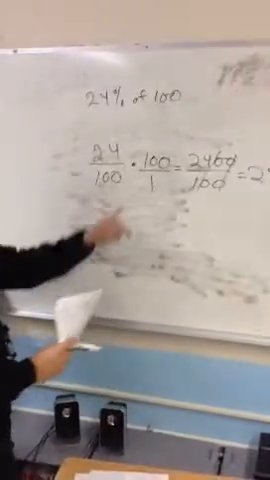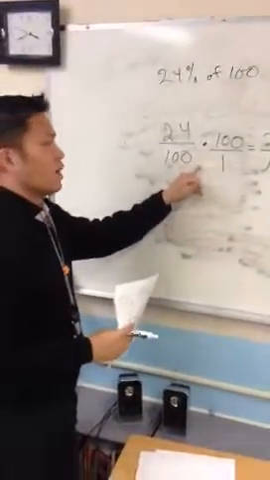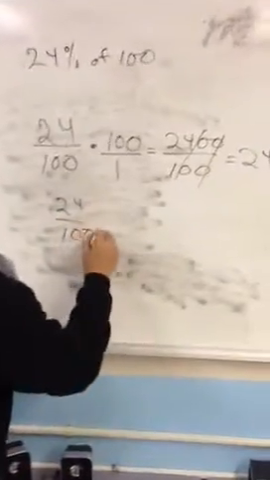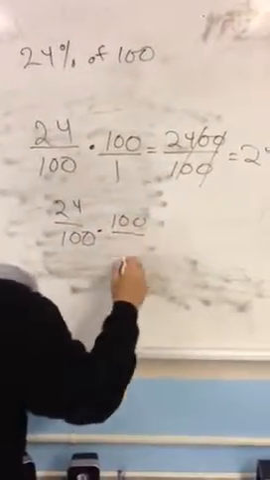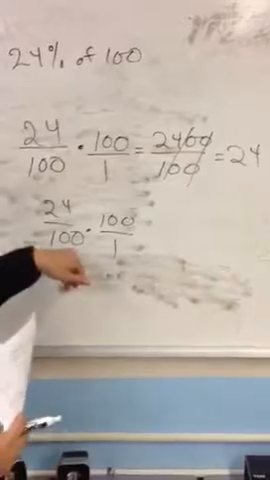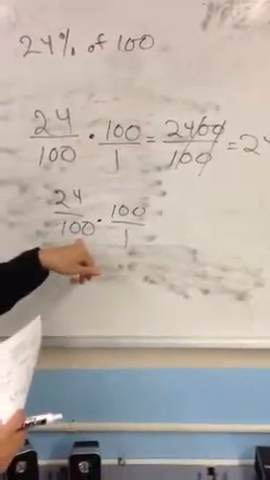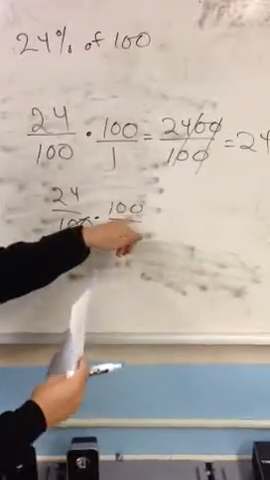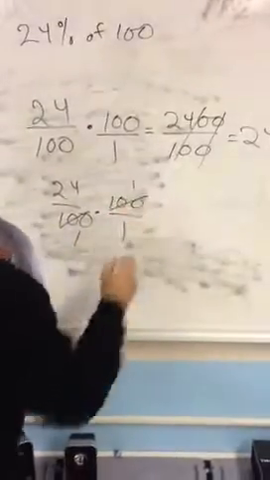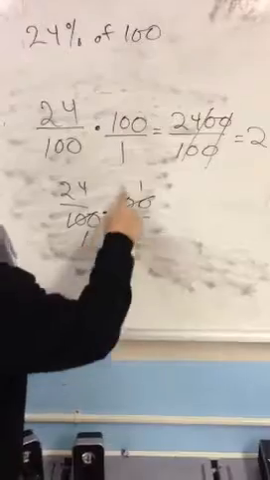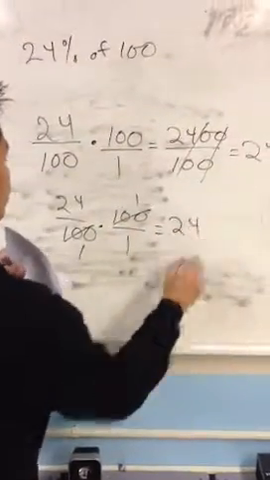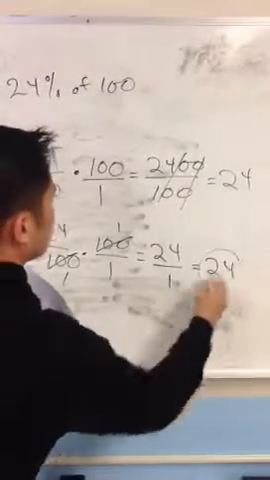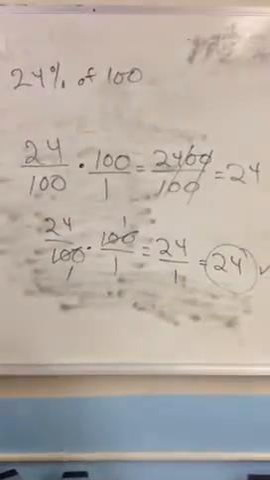Now, other kids are going to see this problem, and they're going to want to use cross simplification. They're going to see 24 over 100 times 100 over 1, and they're going to say, well, 100 can go into 100 once. Same thing with 100 can go into 100 once. They're dividing it out. So now you just end up with 24 times 1 is 24. 1 times 1 is 1, which is the same thing as 24. You're done.